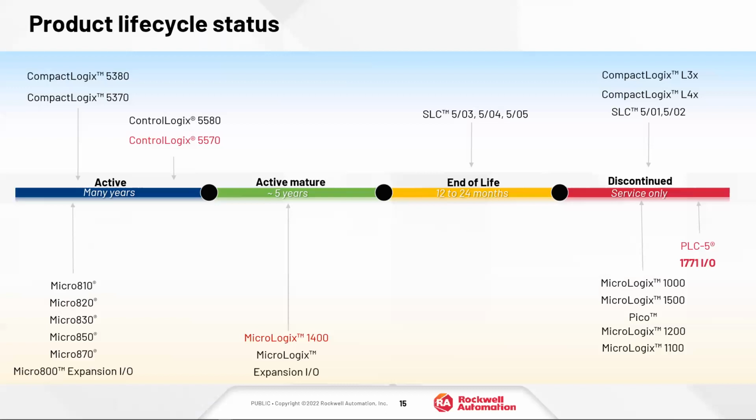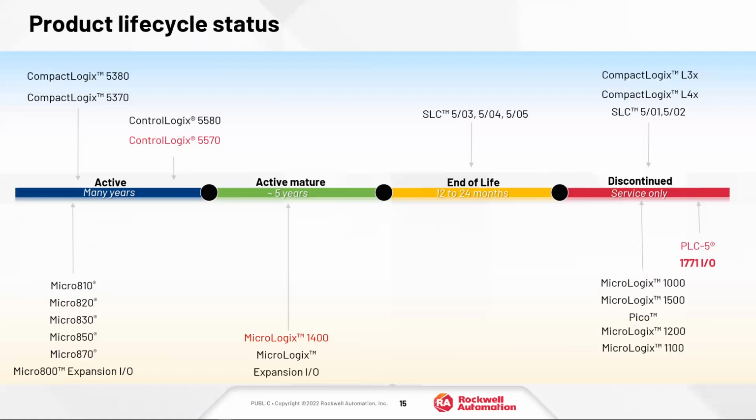A couple other things to note here. The MicroLogix 1400 was an example this year of some supply chain challenges. We started the year with MicroLogix 1400 being active, and then back in, I think it was February, Rockwell ran into supply issues and quickly moved it to active mature. But then we had issues procuring the product. So yes, it's active mature. I expect it to be end of life very soon, and some of the components I think already are end of life.